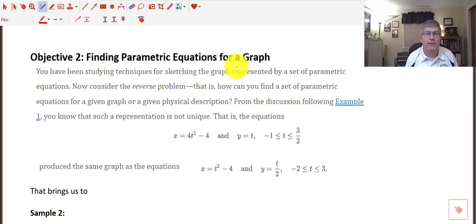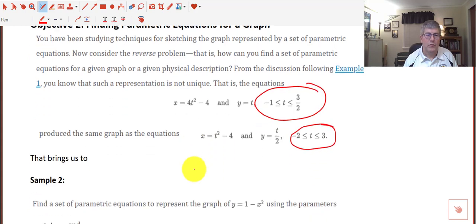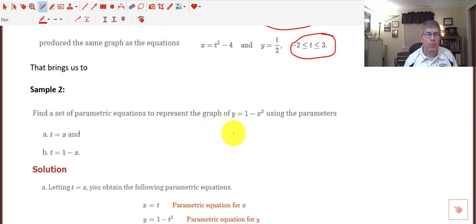So we've been studying techniques for sketching the graph represented by parametric equations. Now we want to do the reverse. That is, can we find the parametric equations given a graph or some other description? We know that the graphs of parametric equations are not unique. We saw in the previous video that we had two different equations over different sets of time. They had the exact same graph. So that brings us to our second sample problem.